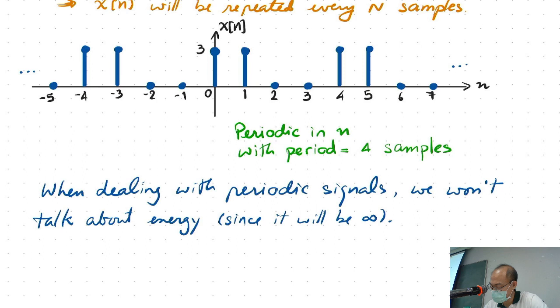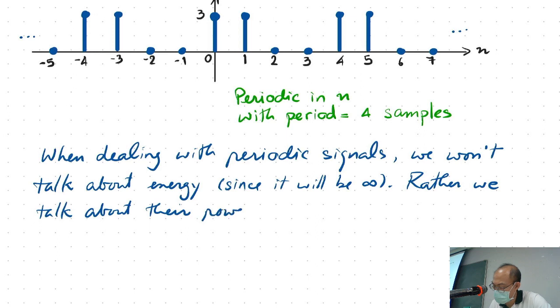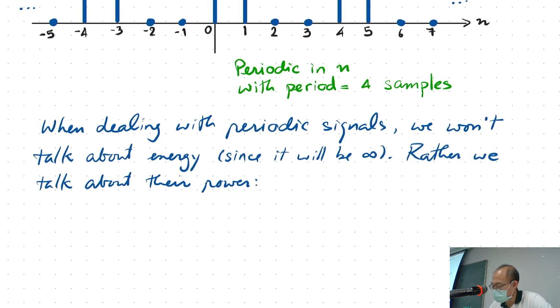So in this case, because it is discrete time, we would talk about energy per sample per period. So rather, we talk about their power, okay? And the power of a discrete time periodic signal is defined as P_x equal to 1 over the period. And N means the period.